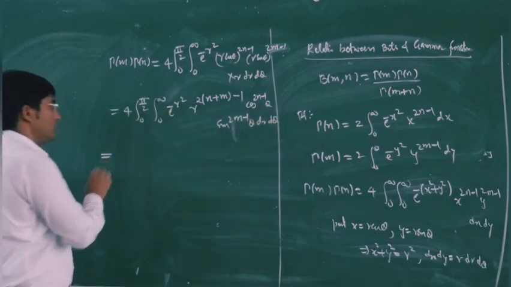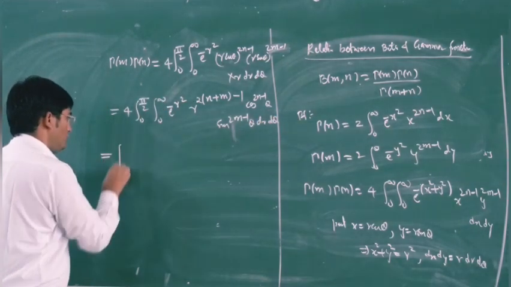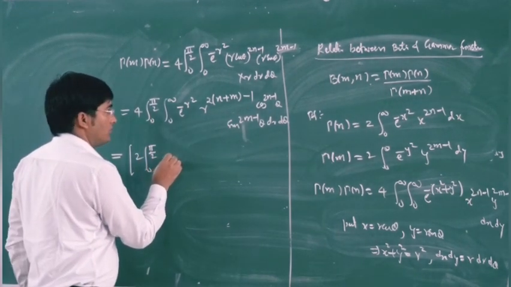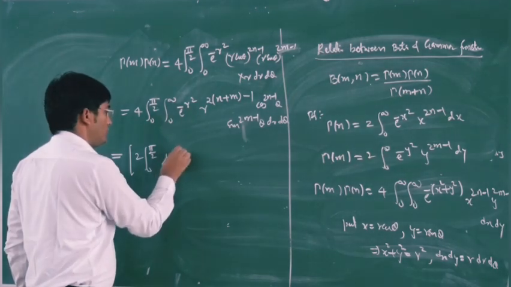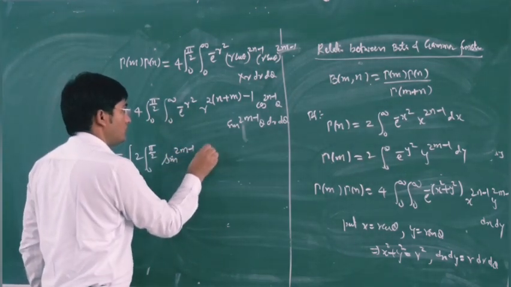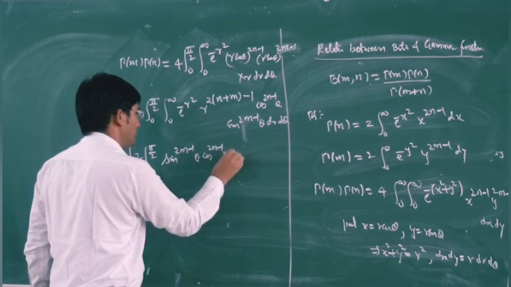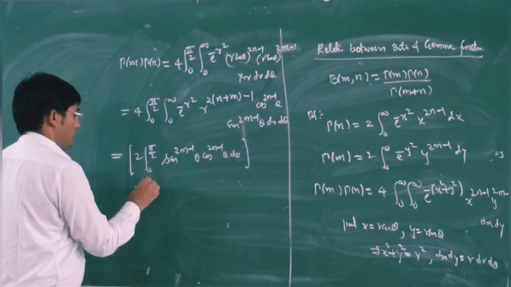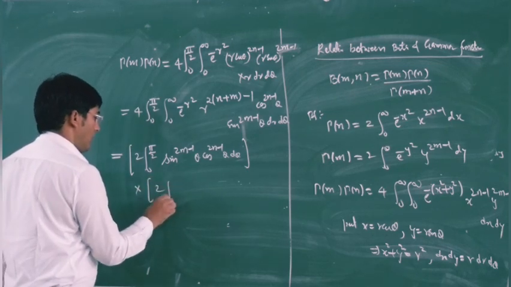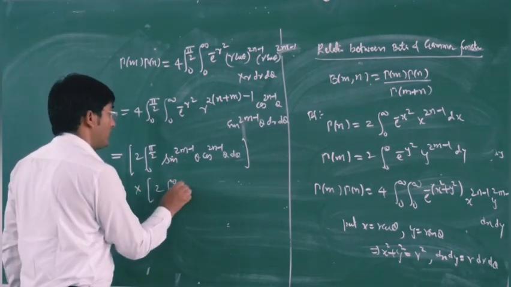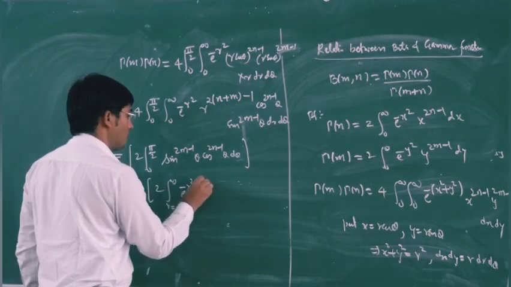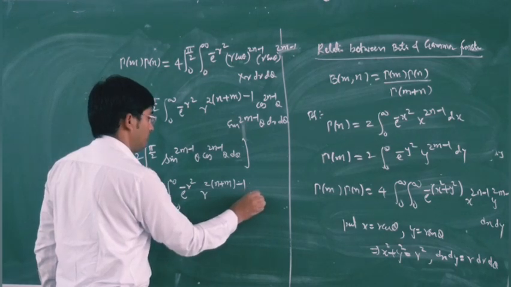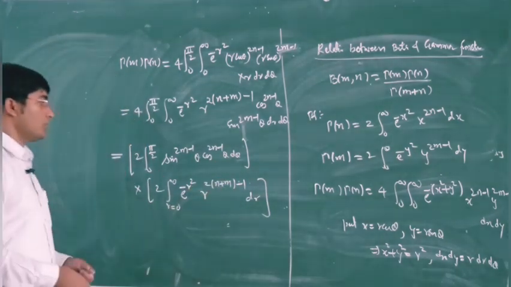Now we can write this double integral as 2 times integral 0 to pi by 2 sin power 2m minus 1 theta into cos 2n minus 1 theta into d theta, multiplied by 2 times integral r from 0 to infinity e to power minus r square, then r power 2 times m plus n minus 1 into dr. Okay.